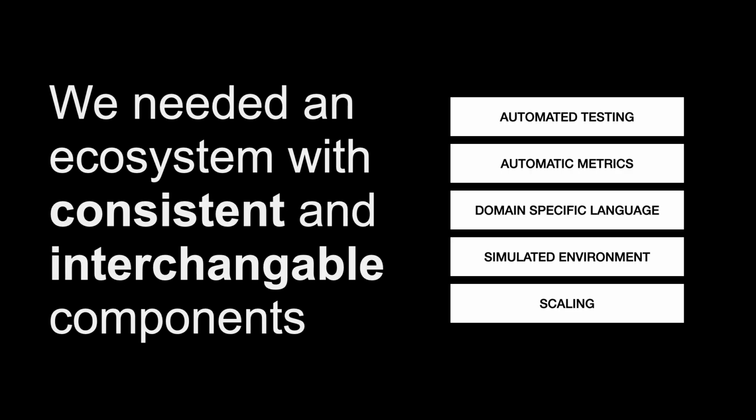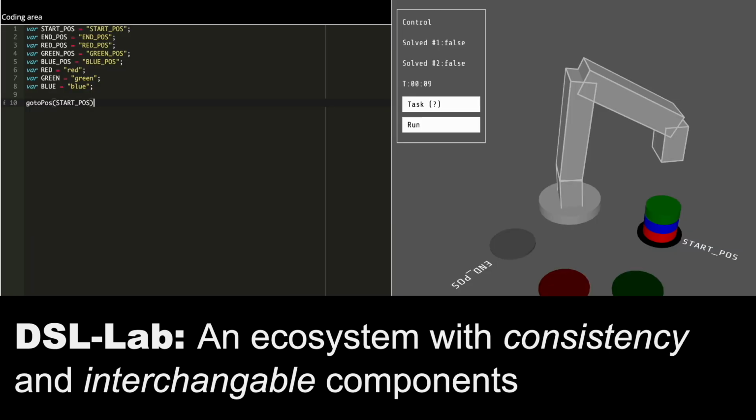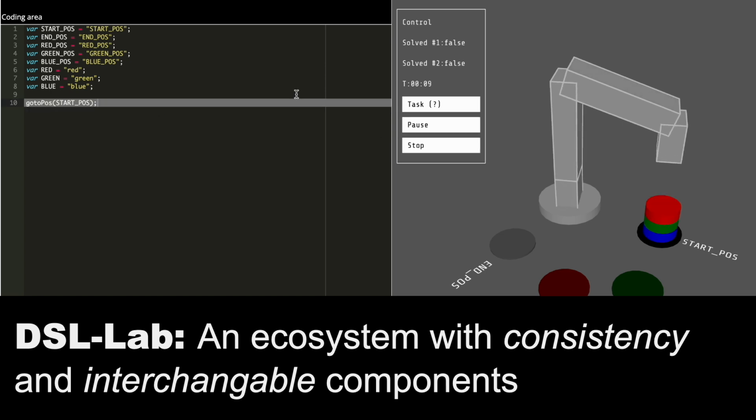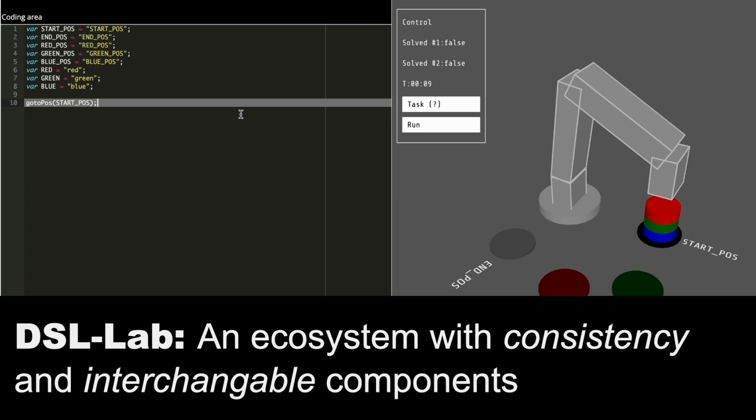So it became clear that we needed an ecosystem with consistent and interchangeable components where we can do automated testing, have automatic metrics, use different domain-specific languages, have a simulated environment, and be able to scale it for multiple user testing. And this is where DSL-Lab comes in as an ecosystem with consistency and interchangeable components.